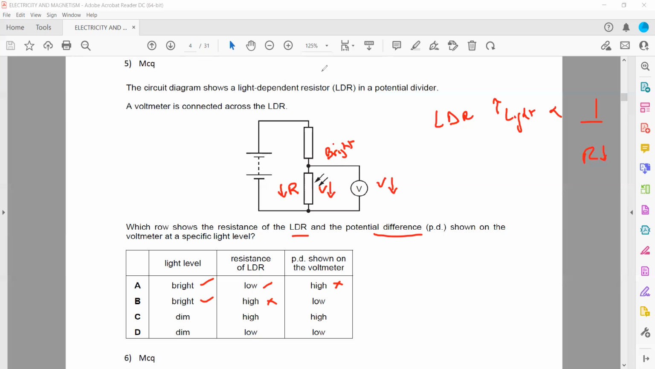Then the opposite: when we check the LDR at night, what will happen? The resistance of the LDR will increase. As a result, the voltage across the LDR will also increase. So here the resistance increases, so there is more voltage across the voltmeter. When it gets dim or dark, the resistance of the LDR will be high, so the potential difference across it will also be high. So C is the right answer.